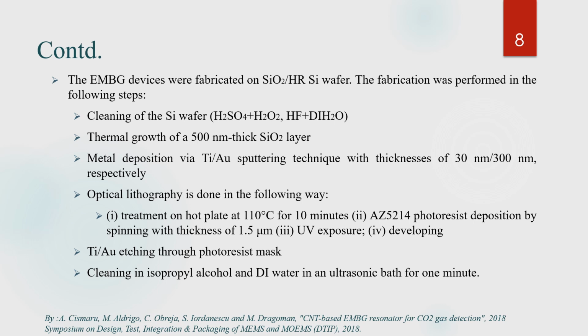The steps followed for optical lithography are listed below. Treatment on a hot plate at 100 degrees centigrade for 10 minutes, and photoresist deposition by spinning with a thickness of 1.5 micrometers. UV exposure, developing in the end. Metal deposition etching through the photoresist mask, and in the end, cleaning in isopropyl alcohol and DI water in an ultrasonic bath for 1 minute.